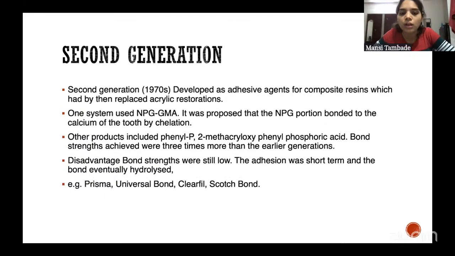Second generation, it has been replaced by acrylic restorations. One system used NPG-GMA. It was proposed that the NPG portion bonded to the calcium of the tooth by chelation. Other products were Phenyl-P. Different materials were used in the second generation. The bond strength was still low, the adhesion was short term, and the bond eventually hydrolyzed. The examples were Prisma Universal Bond and Clearfil Scotchbond.